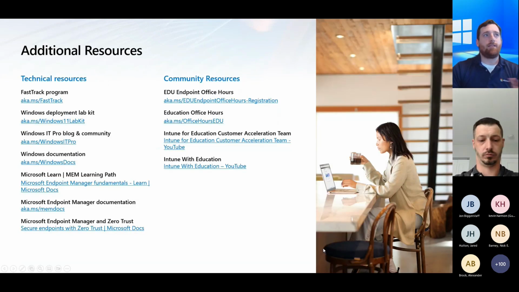And I've thrown in lots of additional resources for you to get started. Specifically, I wanted to call out the Fast Track program, which if you have more than 150 licenses within the A3 stack or the EMS stack, you actually qualify for this Fast Track program. They'll help you do all of this.